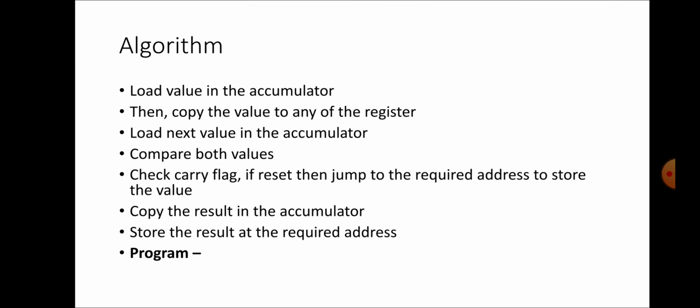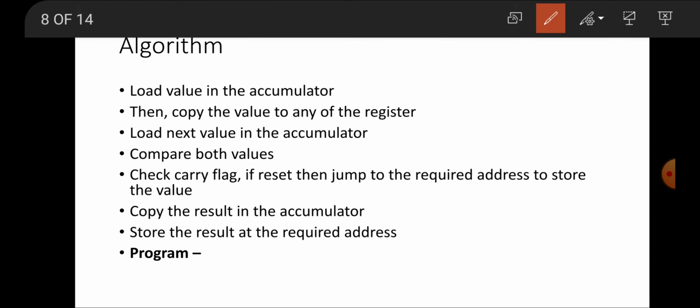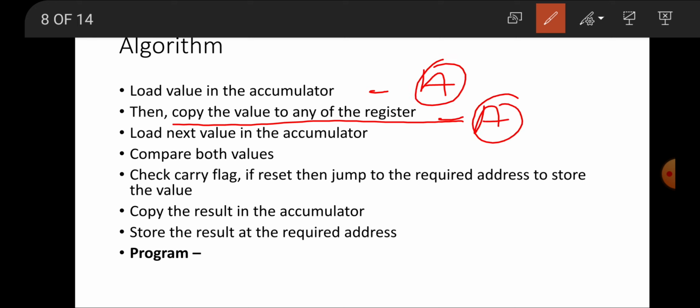So how exactly does the algorithm work? First we load the first value into the accumulator. That is the very first step. Then we copy the value to any of the registers. Then load the next value into the accumulator. Suppose this is A stored in the accumulator, then we move the value A into the H register, the other register.